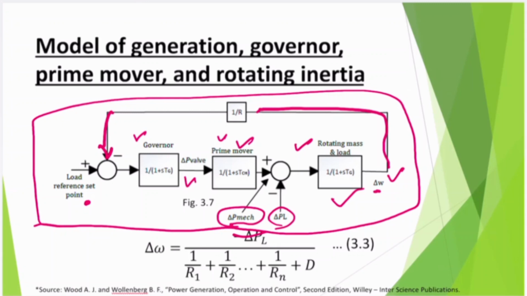Now if you solve this block diagram, you'll find that delta omega is delta PL upon 1 upon R1 plus 1 upon R2 plus 1 upon Rn plus D. Now, why are there R1, R2, Rn? The question could be because different machines will experience different Rs. So this is my generalized equation.